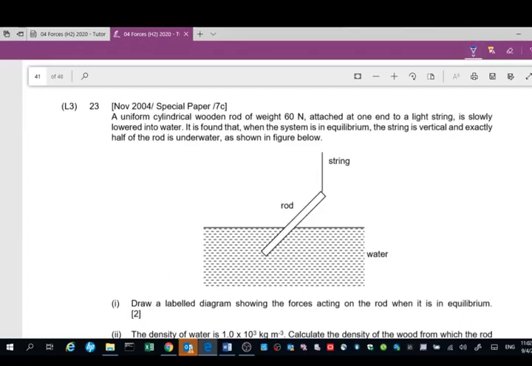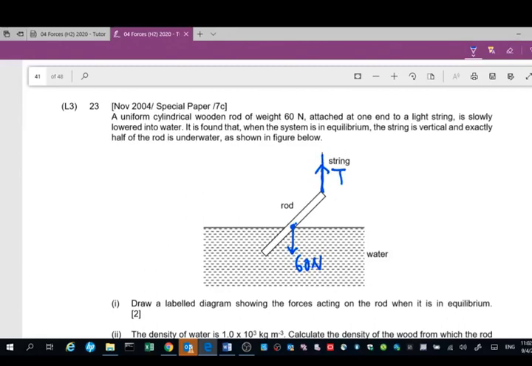So there are only 3 forces. One of them is obviously the weight. The weight is pointing down at halfway, so that is 60 Newton. Then there's a tension of the string pulling it up. Okay, tension of the string pulling it up.